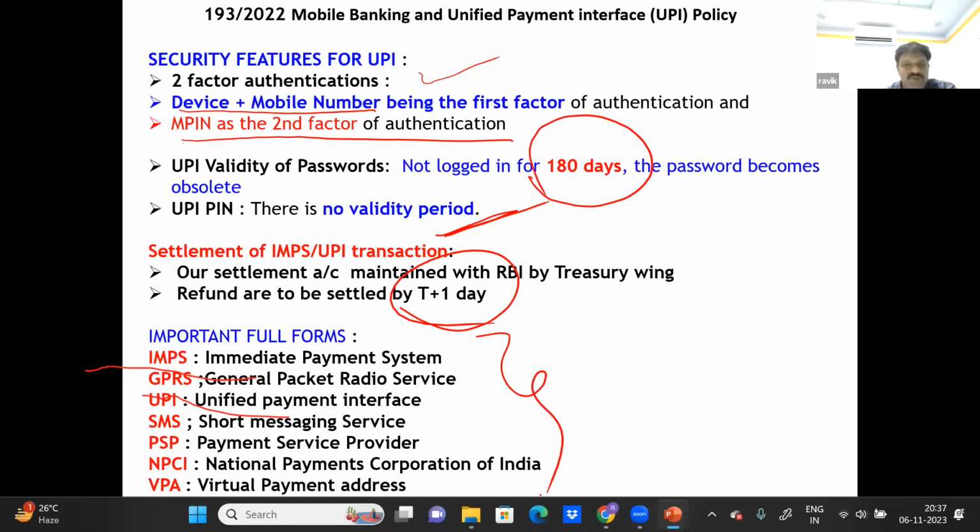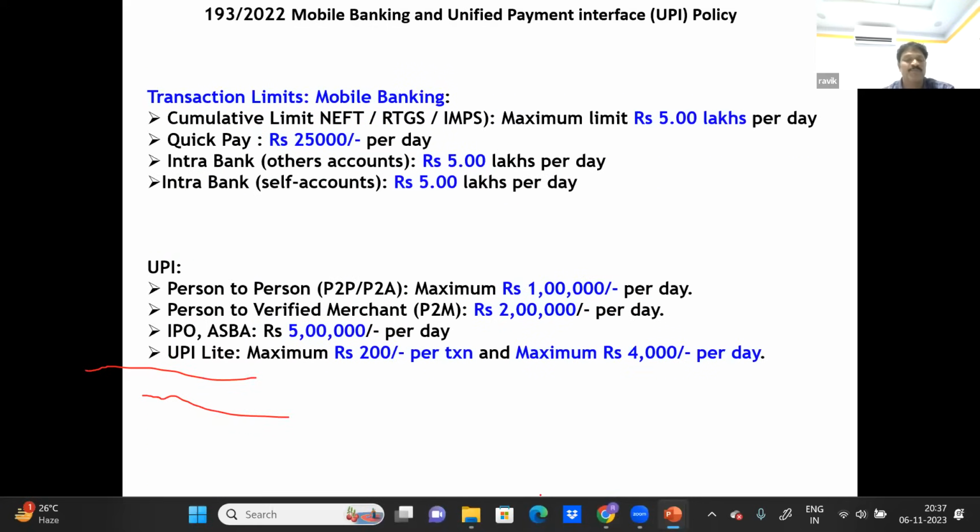Okay. Now exam time, days are very less. We should concentrate more on what exactly we require to study or revise. Now here they have given mobile banking facilities. Again you can see mobile banking cumulative NEFT, RTGS, IMPS maximum 5 lakhs per day. Quick Pay, if you use, 25,000 only per day is allowed. Remaining all mobile banking 5 lakhs. Remember, in mobile banking everything is 5 lakhs, but only Quick Pay is 25,000. Try to use Quick Pay once in your mobile banking so that you will remember.